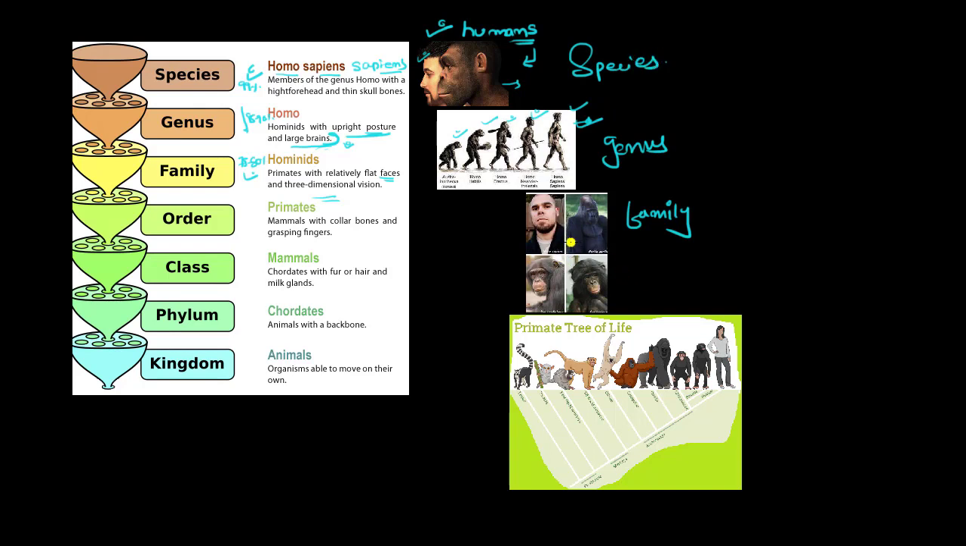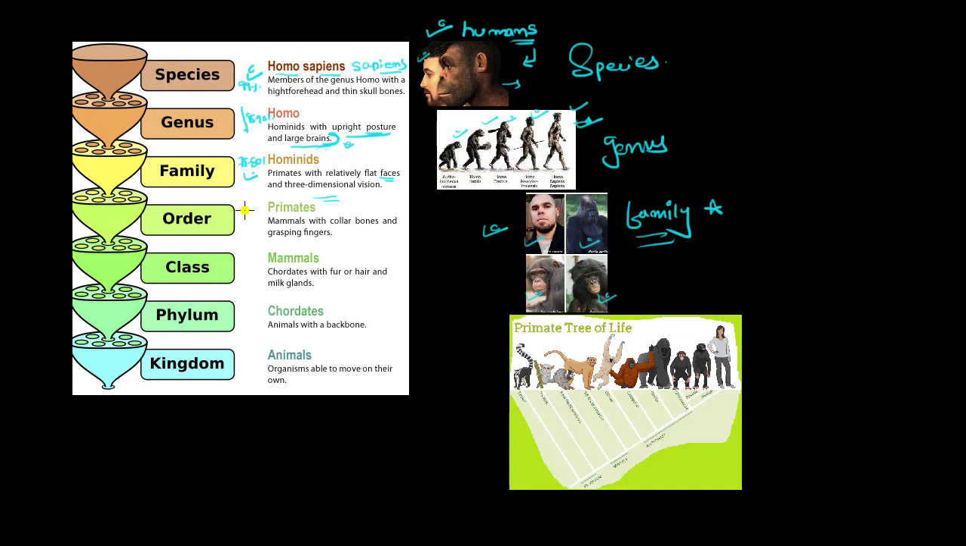So as you can see, in the same family, we are also there. The gorillas are also there. The apes are also there. The normal monkeys are also there, right? Chimpanzees are also there. We are all one family. So yes, when people say you came from the same ancestor, it is very much right. These monkeys are our ancestors. We even have the same family, because we all have these flat faces and three-dimensional vision. Clear? Okay. Now we'll go to the order.